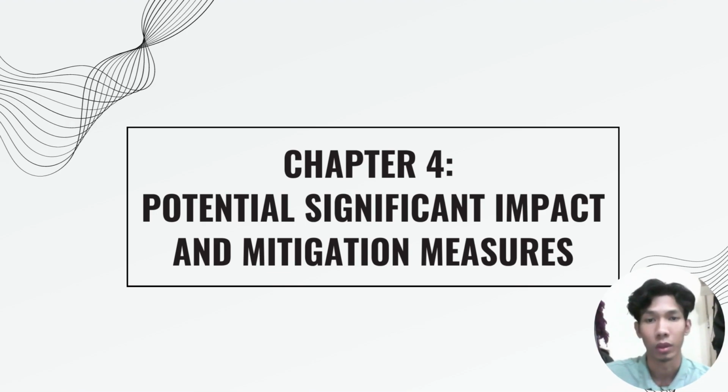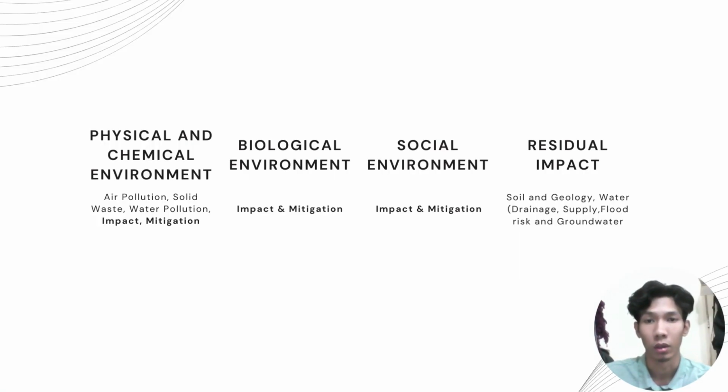I will present about Chapter 4. Chapter 4 is Potential Significant Impact and Mitigation Measures. In this chapter, I will present about the physical and chemical environment, biological environment, social environment, and residual impact.